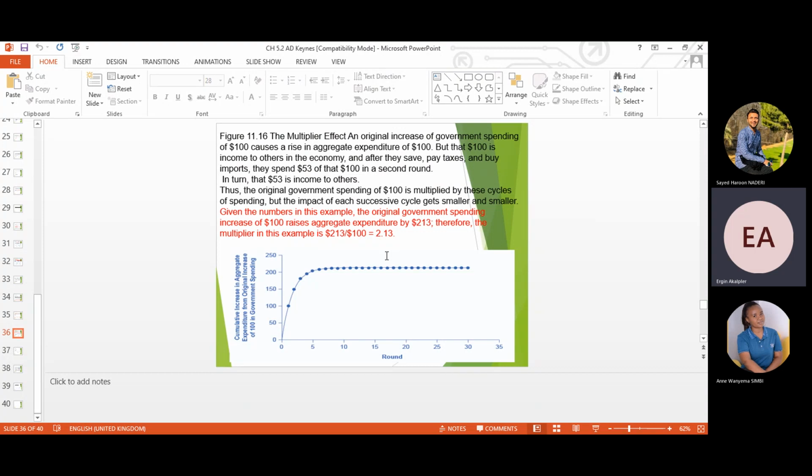Given the numbers in the example, the original government spending increase of $100 raises aggregate expenditure by $213. Therefore, the multiplier in the example is 213 divided by 100, which is 2.13. Let's see how it is going to be. As you see below, the rounded cumulative increase in aggregate expenditure from the original increase of $100 in government spending is represented here. As you see, it is affecting and changing more than expected.